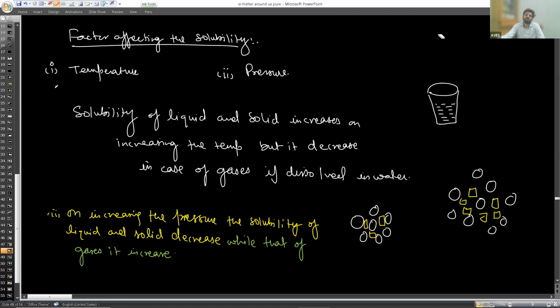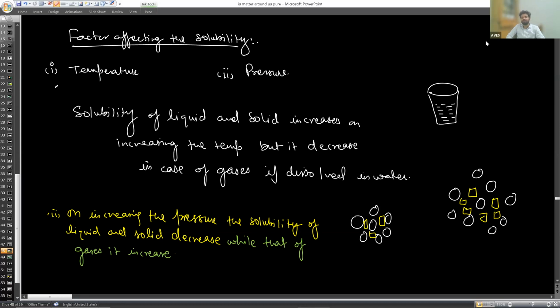So can you guess, if you want to dissolve sugar in water, will you increase the temperature or decrease the temperature if you want to increase the solubility? Anand, will you increase the temperature or decrease the temperature? Sir, increase.